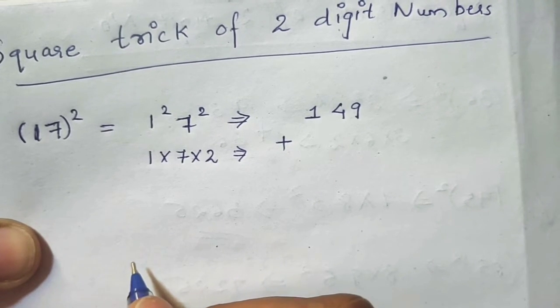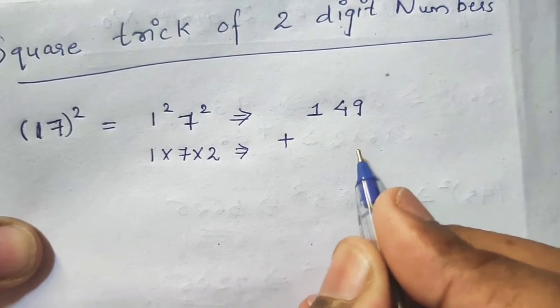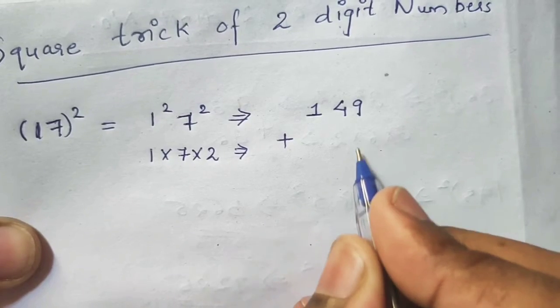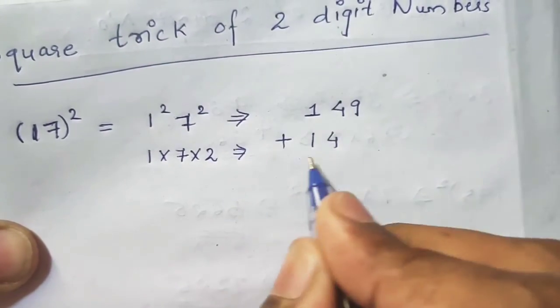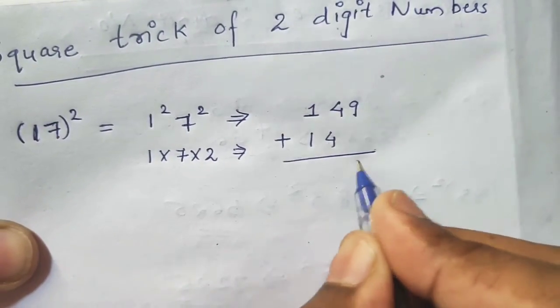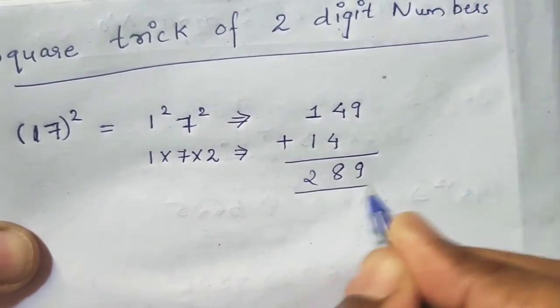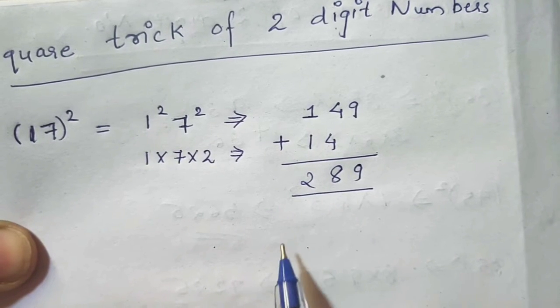So what we have to do is that we have to leave the last place. You have to leave the last place. So we can write here 14. So our answer would be 289. So 17 square is 289.